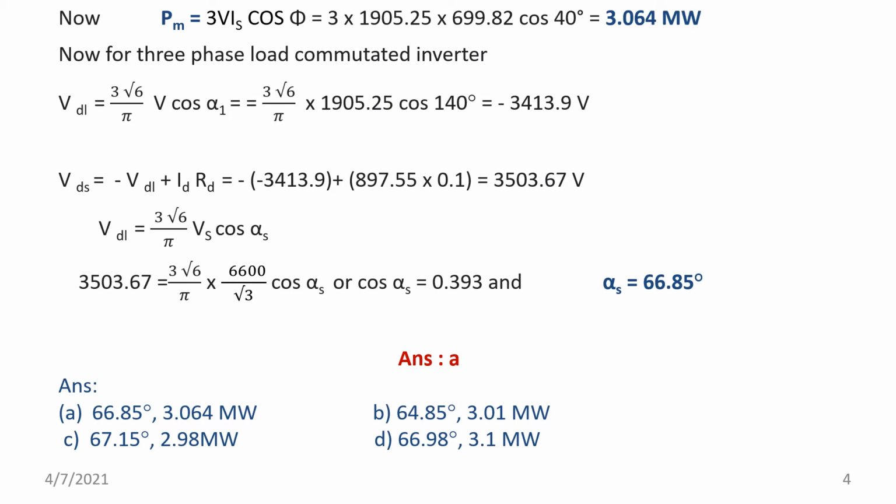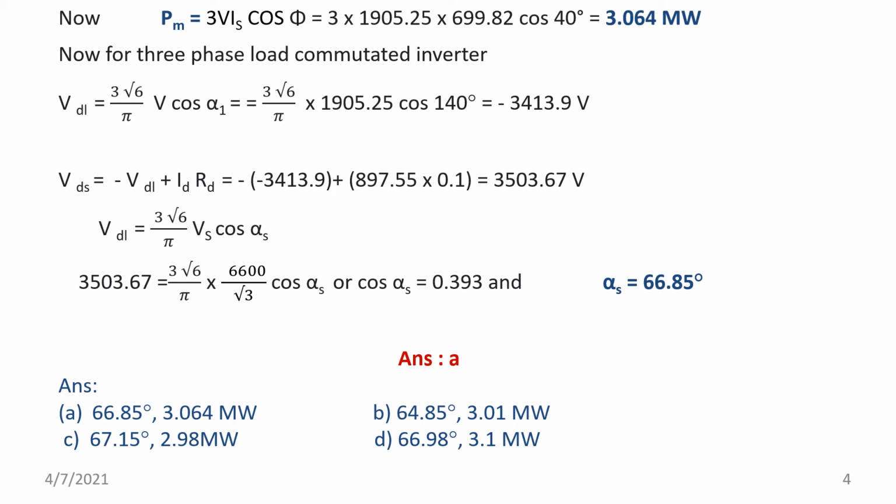V_D at the source side, if I calculate, is minus of V_D load side plus I_D into R_D. So I have substituted the minus sign and the V_D load side value as minus 3413.9. So these two minuses cancel and this becomes a positive value. Then plus the I_D value of 897.55 into R_D as 0.1. If I simplify that, my answer for V_DS is equal to 3503.67 volt.